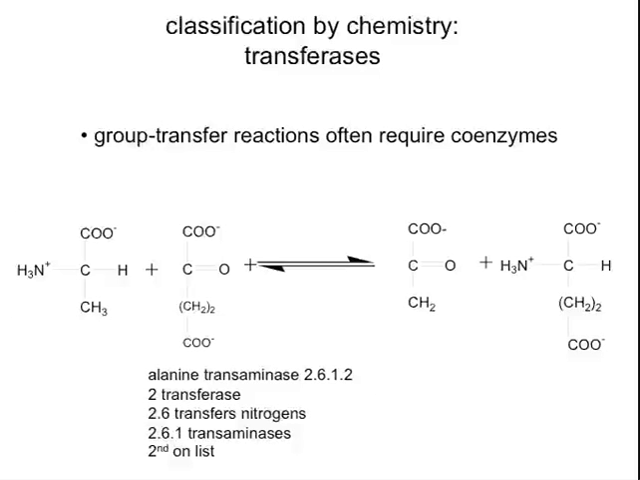So, transferases, group transfer reactions. Interestingly, we often require coenzymes, although we're not showing you any coenzyme in this case. This happens to be alanine transaminase. In the transferases, we carry out group transfer reactions, movement of one functional group from one molecule to another, typically involving coenzymes, although in the case of transaminase, which I'm showing you here, that's not the case, I believe.